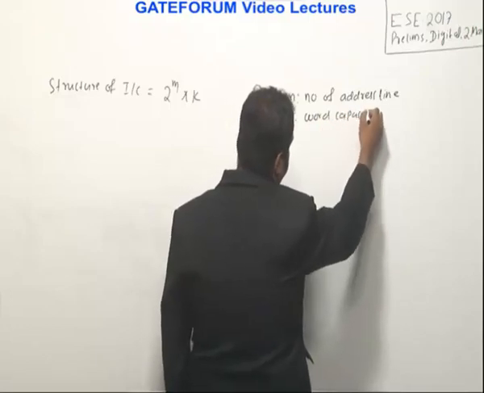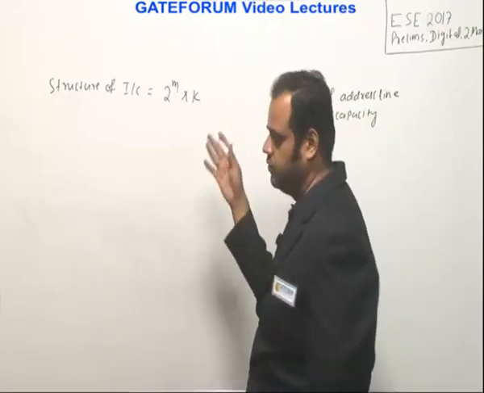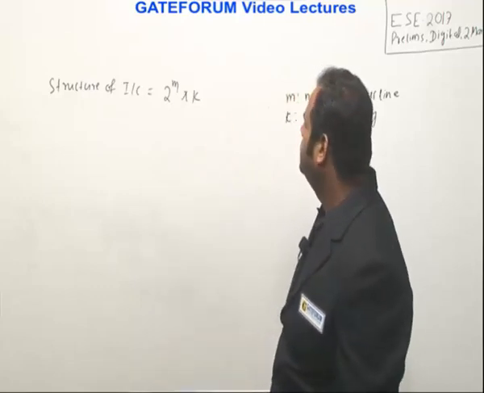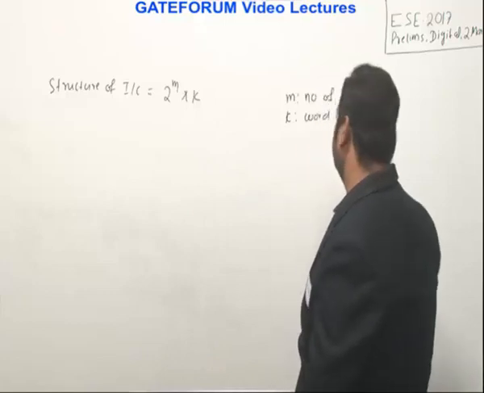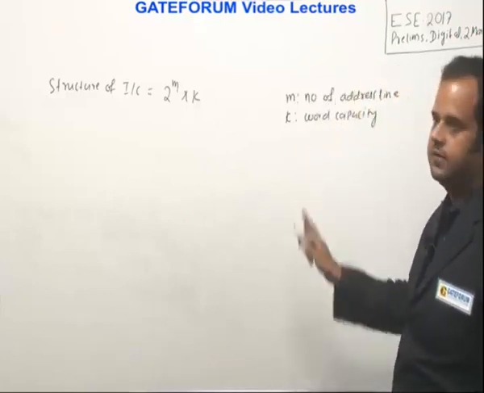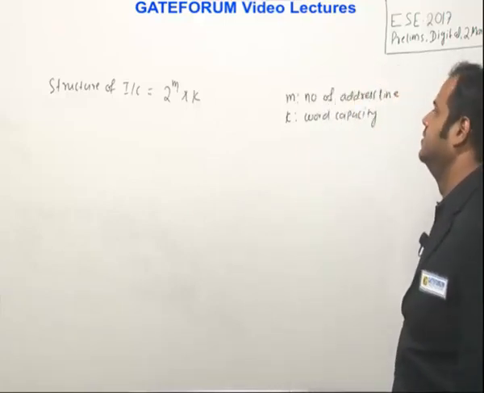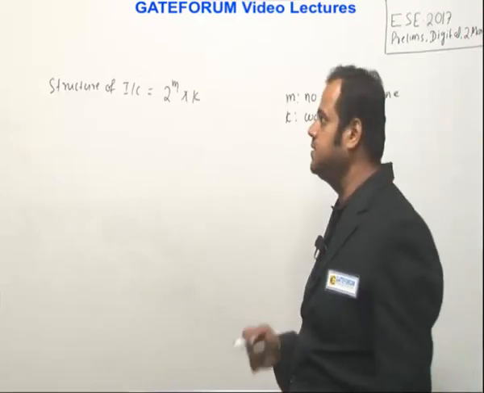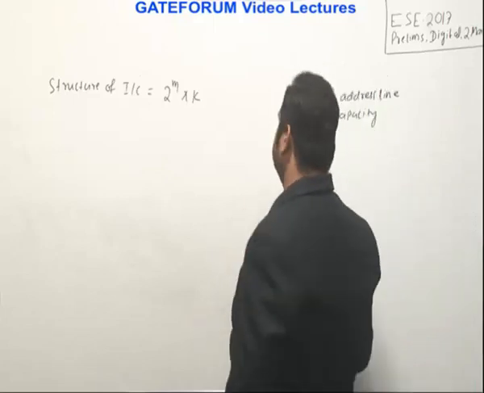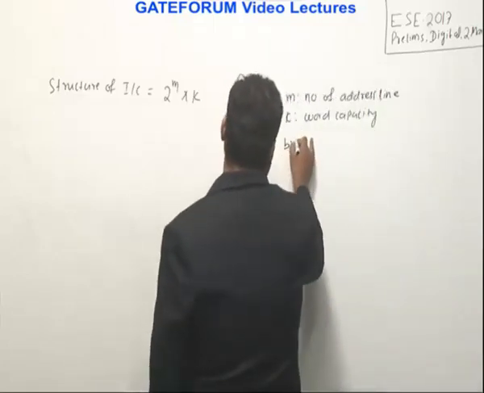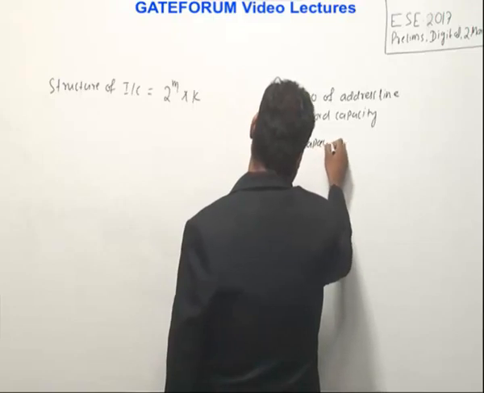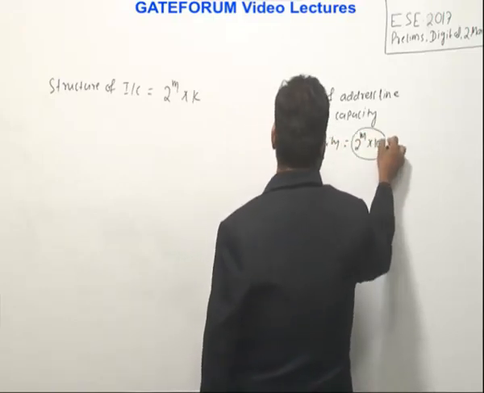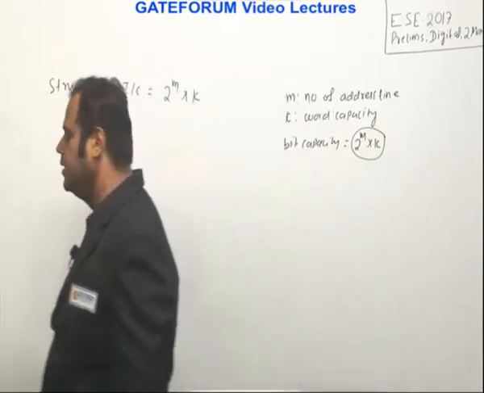Like if you remember the structure of the ICs, we have rows and columns. In one row, how many number of bits can be stored? That is nothing but your k, the word capacity. So this is the structure of the IC. Okay, so if someone asks what is the bit capacity, the capacity means how many bits it can store. So the bit capacity is 2 raised to power m cross k. Whatever the answer you will get by multiplying 2 power m and k, that is the bit capacity.